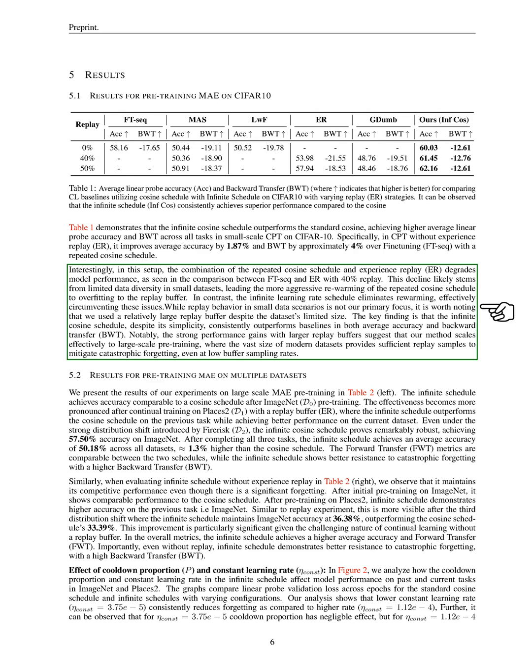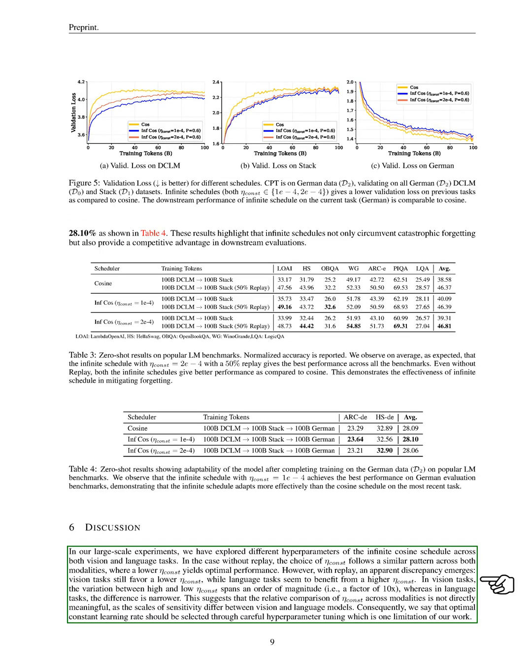Section Discussion. In this section, we examined various hyperparameters of the infinite cosine schedule in our extensive experiments involving both vision and language tasks. When we did not use replay, we found that a lower constant learning rate, referred to as eta constant, generally led to better performance in both areas. However, when replay was included, we noticed a clear difference. Vision tasks continued to prefer a lower eta constant, while language tasks showed improved results with a higher eta constant.